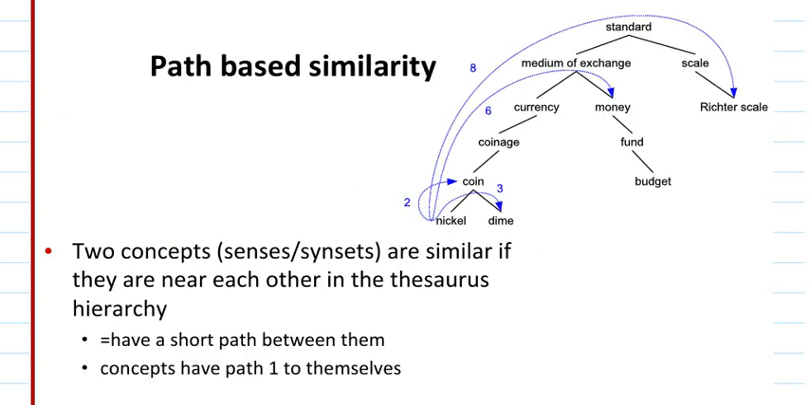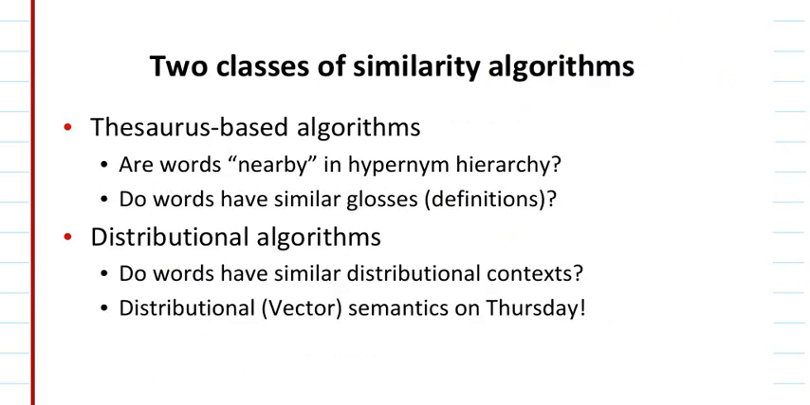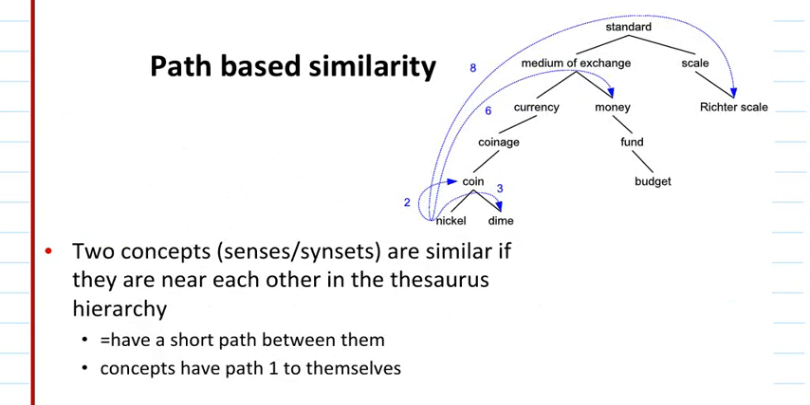So one method is the path based similarity, the first one here, in which we see how near words are in the hypernym hierarchy. So we require a graph that is a hypernym hierarchy. In this hypernym hierarchy, we see that all the hypernyms are present here. So we have this standard and then medium of exchange and currency and all. So these are in a hierarchy of hypernyms, right?